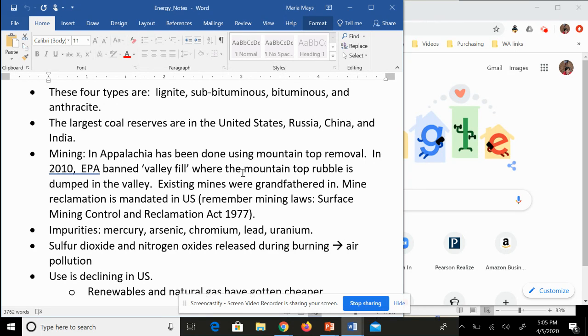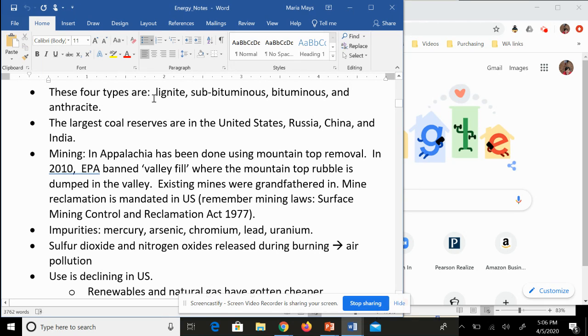In 2010, so this is relatively recently, the EPA banned valley fill, where the mountaintop rubble is just dumped into the valley, which in effect destroys 2 habitats because it destroys the valley habitat and the mountaintop. Existing mines, however, were grandfathered in, so they were still allowed to finish up the valley fill. Mine reclamation is mandated in the U.S.: we have the Surface Mining Control and Reclamation Act of 1977 that mandates reclamation after mining.